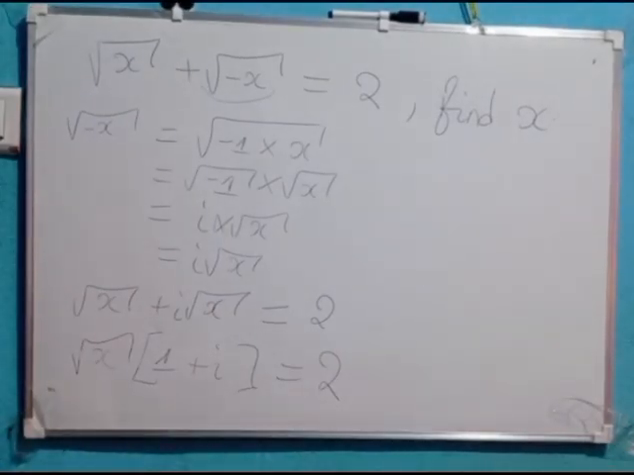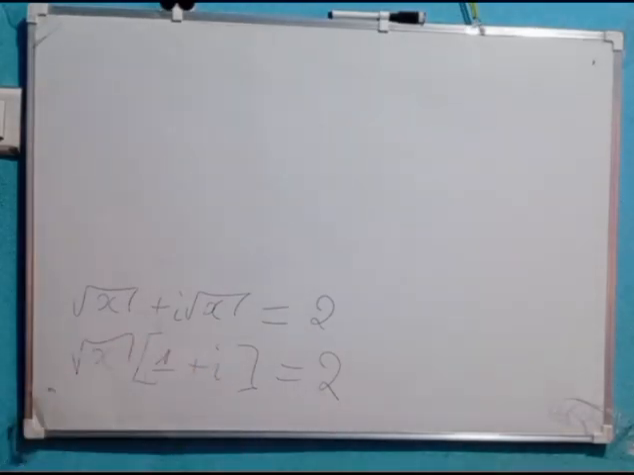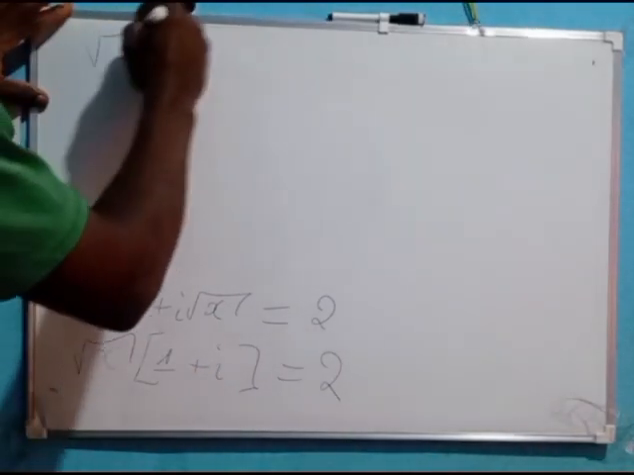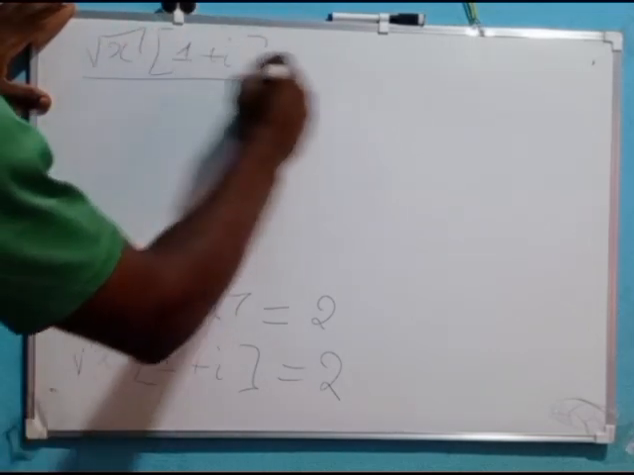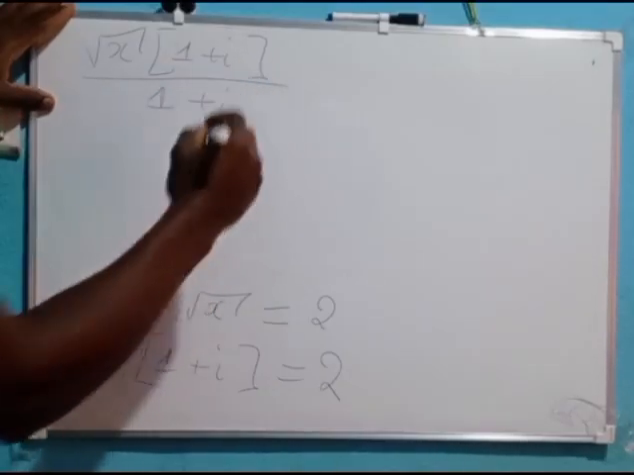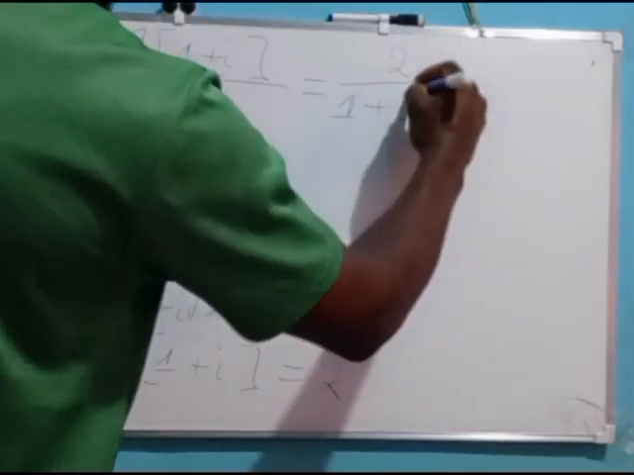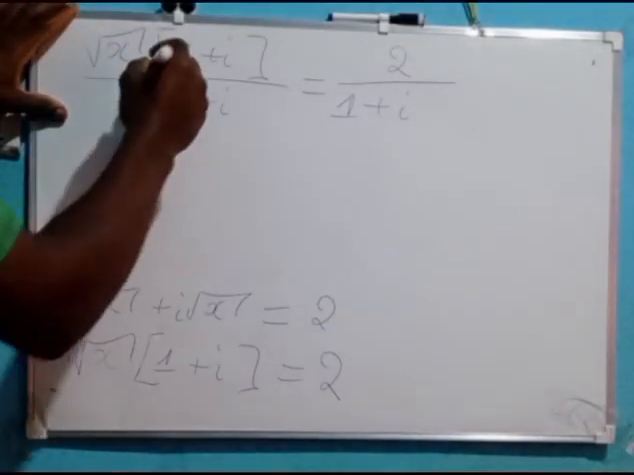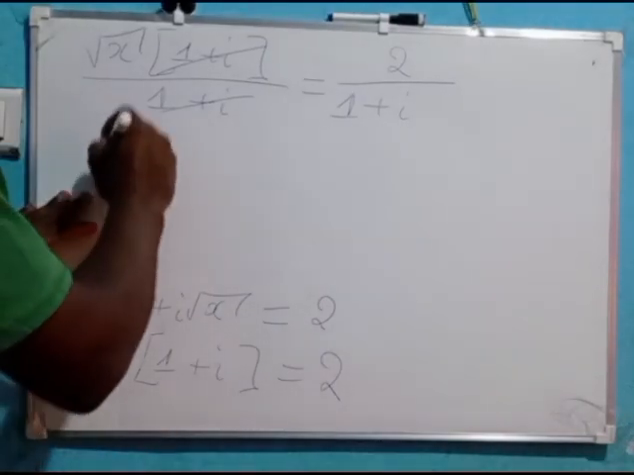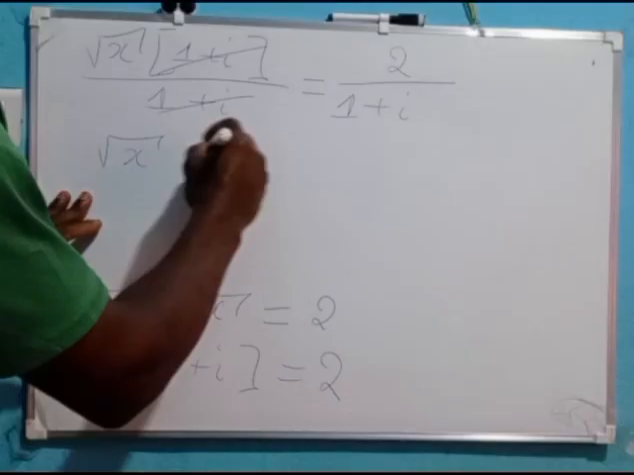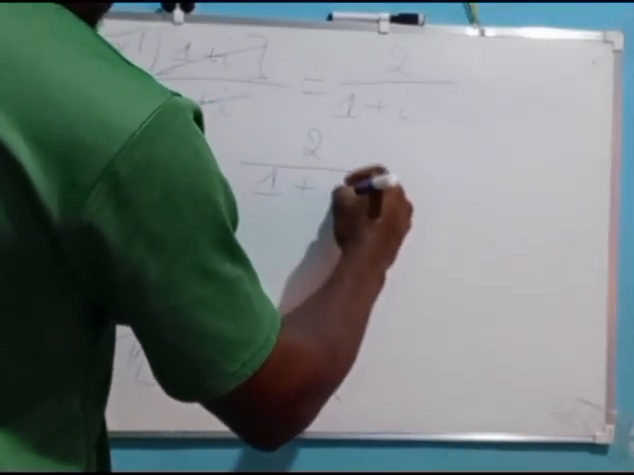Next step, we are going to divide both sides by 1 plus i. Dividing both sides by 1 plus i, this will give us root x times (1 plus i) divided by (1 plus i) is equal to 2 divided by (1 plus i). On the left hand side, 1 plus i will strike off 1 plus i. We'll be left with root x equal to 2 all over 1 plus i.